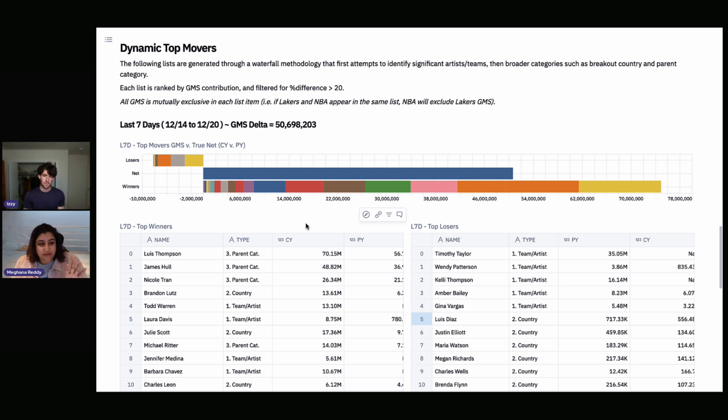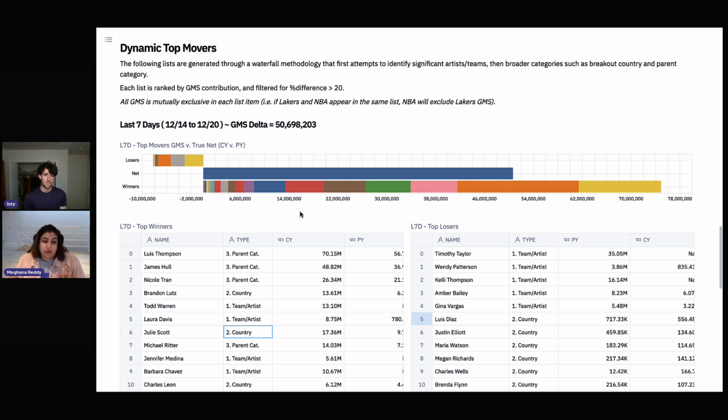So what I mean by grains of the hierarchy is basically this type column here. What we wanted to be able to do in Hex is uniquely call out anything from an individual team or artist to something more like a genre to something more like a country. And all of these needed to be mutually exclusive buckets so that they're not double counting across the rows, but are also dynamic in what you consider meaningful.